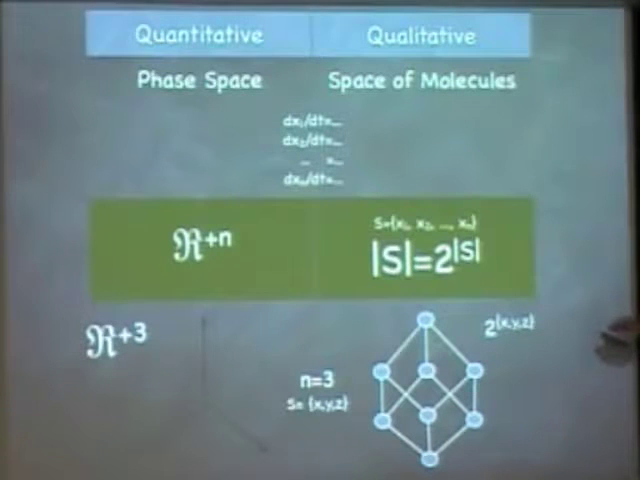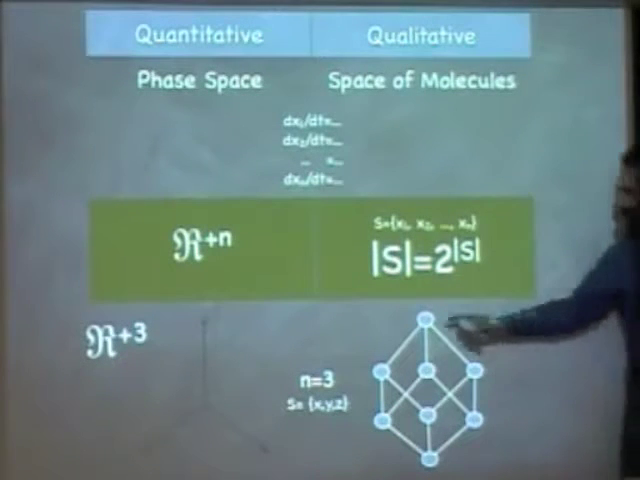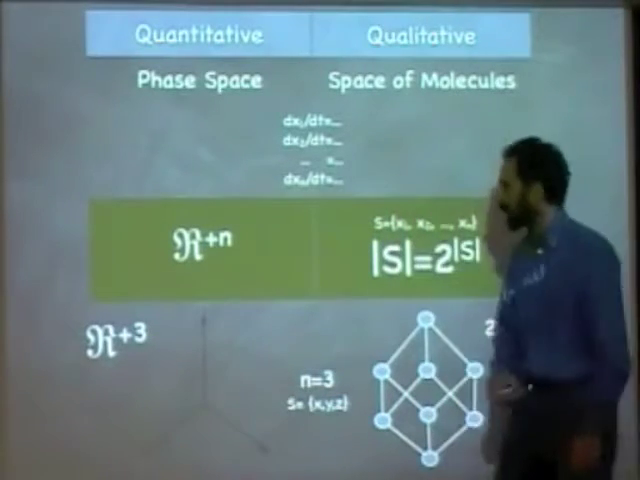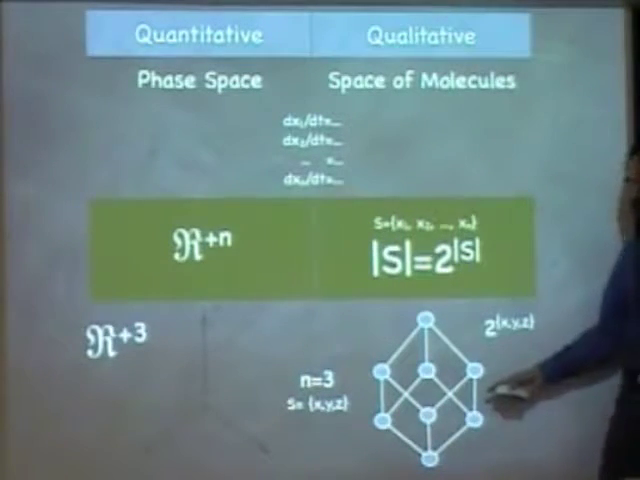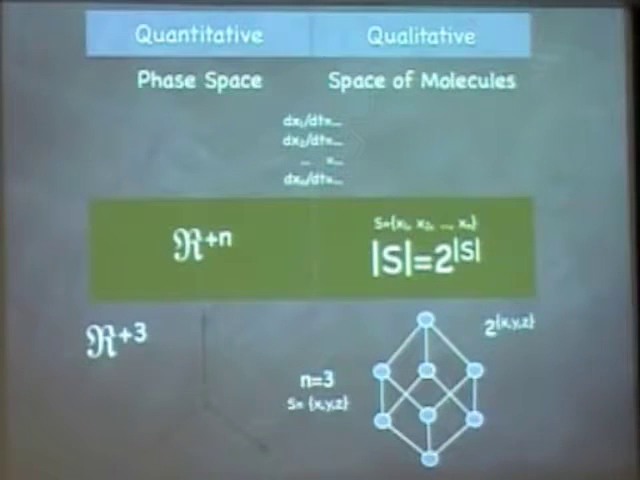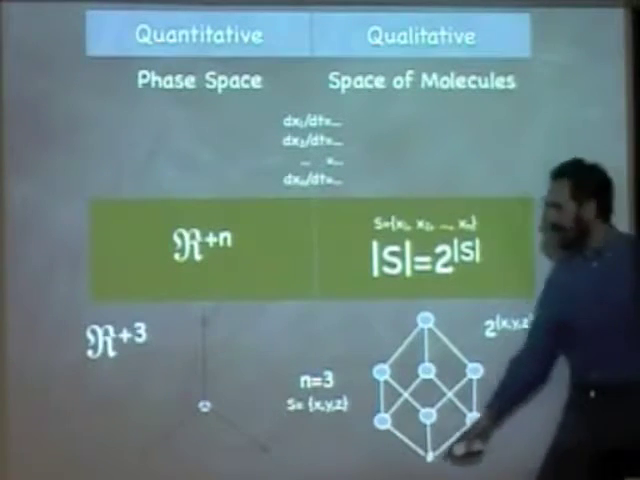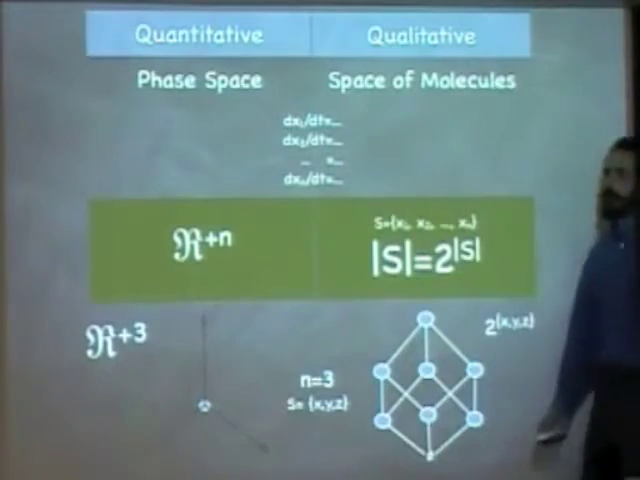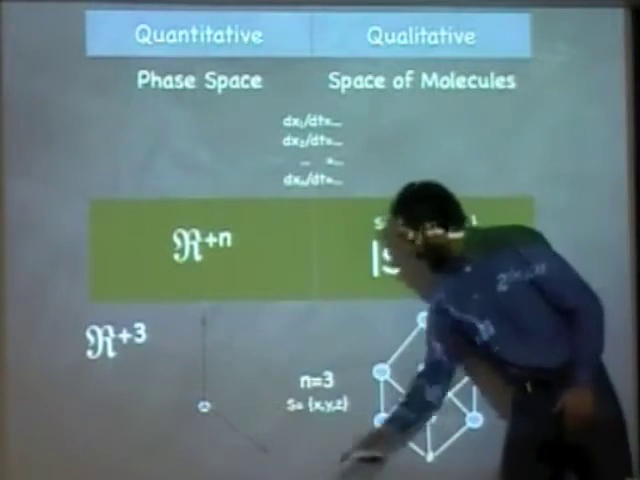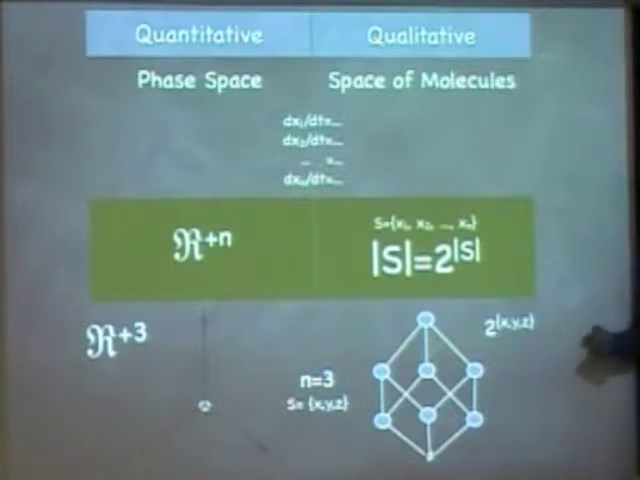Every point over here represents a space or a subspace over here. There are 8 points over here, which means there are 8 spaces or subspaces over here. Well, first of all, we have the empty set. And the empty set represents, of course, the origin. So if we have no molecules, it's represented over there, and this is represented over here.